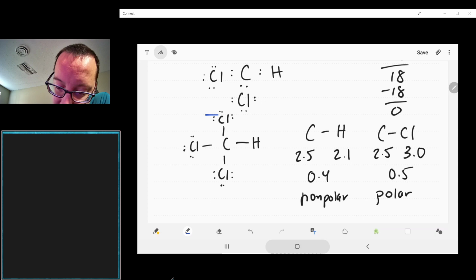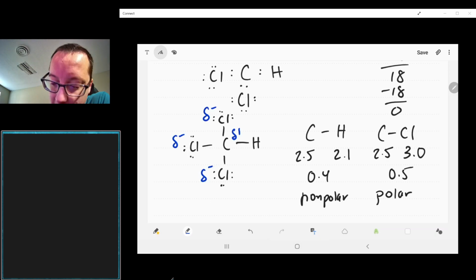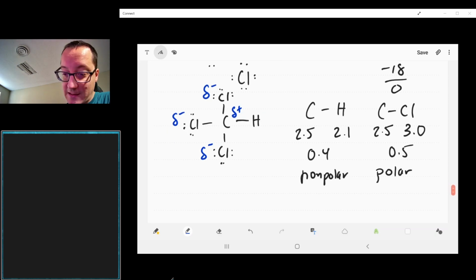And so, as a result, all of these chlorines are going to be pulling on the carbon, but the hydrogen is not. And we're going to see that overall, we can see very clearly we have that left half of the molecule is going to be the polar part, right? That's where we're going to have a negative charge on the left because that hydrogen is not pulling on the carbon. So overall, this should definitely be polar as a molecule.